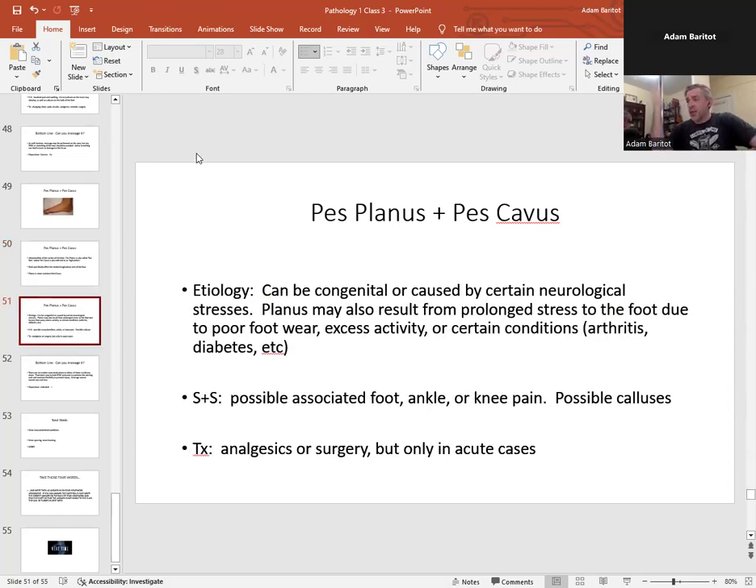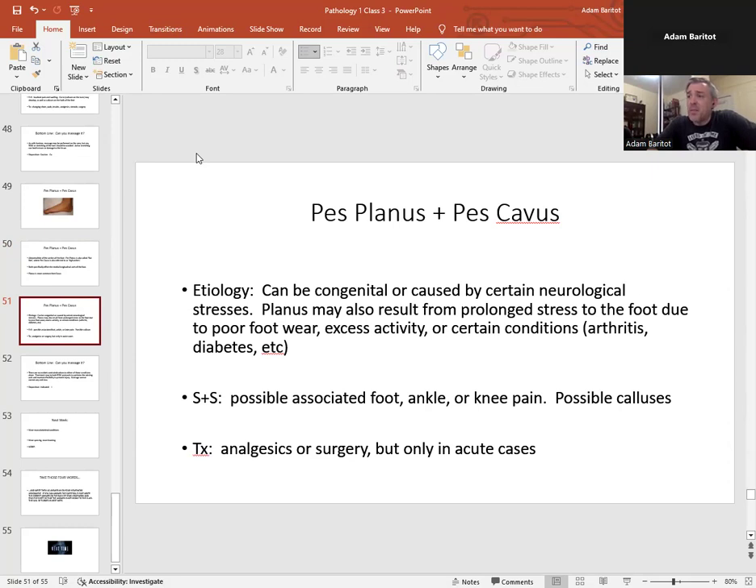Etiology can be congenital, potentially, or caused by certain neurological stresses. Sometimes neurological issues can occur. Planus may also result from prolonged stress to the foot due to poor footwear. The falling of arches may lead to them eventually being flat. Excess activity or certain conditions such as arthritis and diabetes.